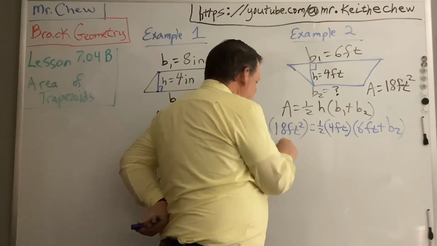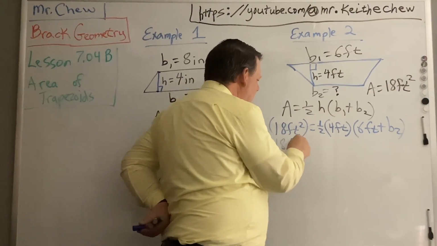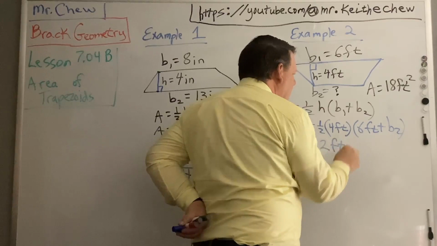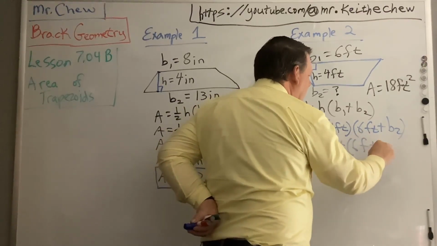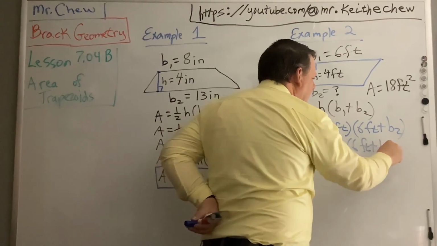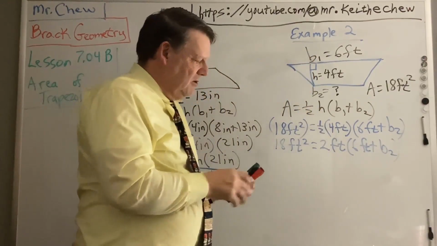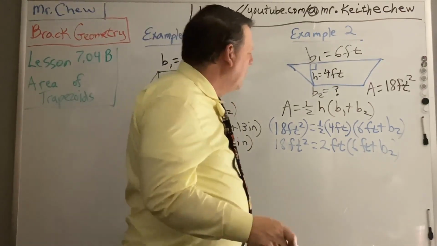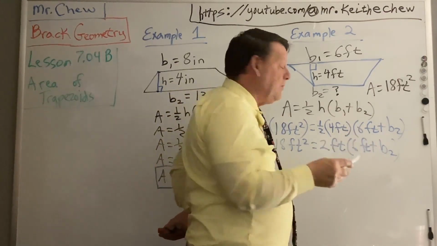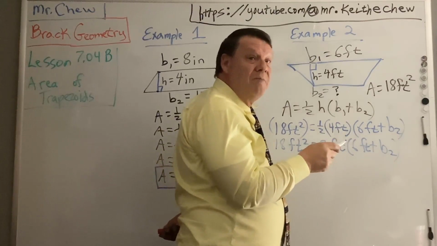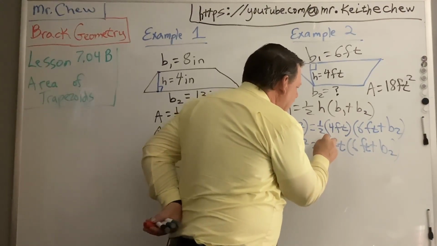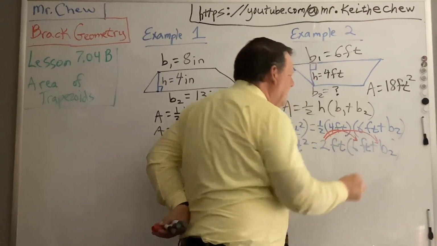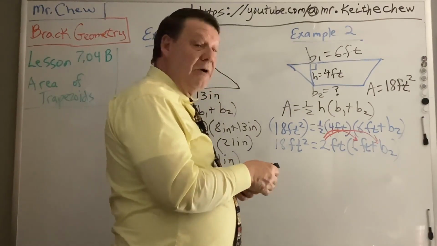So this is 18 feet squared equals 1/2 of 4 feet is 2 feet times 6 feet plus whatever the length of base 2 is. So I did some basic algebra and some arithmetic problems. I have some other videos that you can check out. If you struggle with this, 2 feet has to be multiplied by the 6 feet, and then has to be added to 2 feet times the base 2. That's called the distributive property.